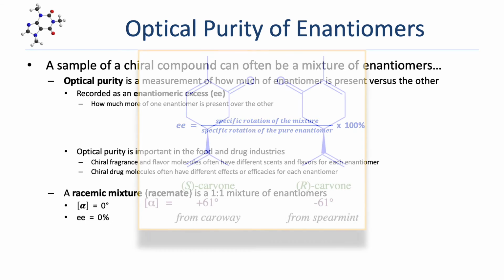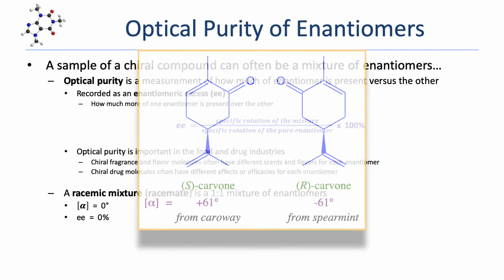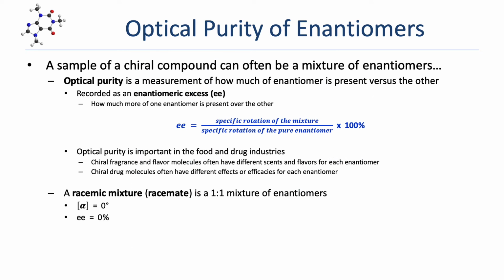It turns out that the enantiomer of carvone that has that spearmint flavor is the R enantiomer, and it has a specific rotation of negative 61 degrees. So if you had a pure sample of the R enantiomer, then when you measured its specific rotation using a polarimeter, you would get negative 61 degrees. Then divide by the actual specific rotation, which is negative 61 degrees, and you get 1 times 100 is 100%.